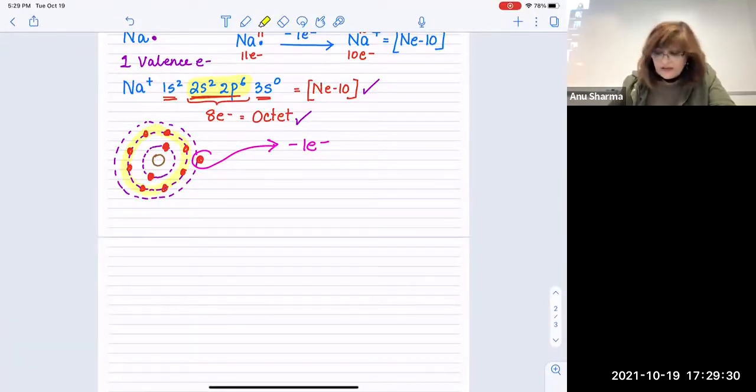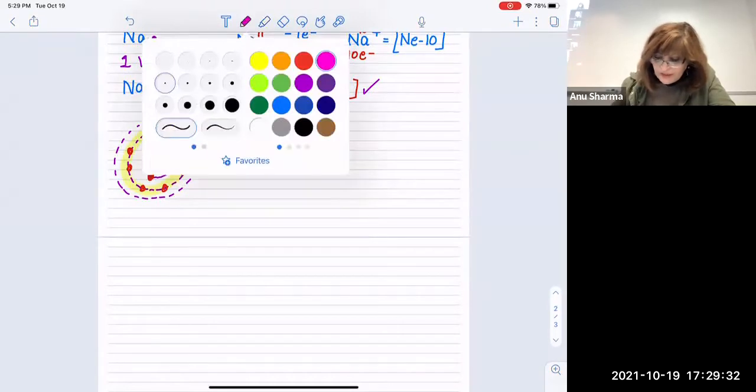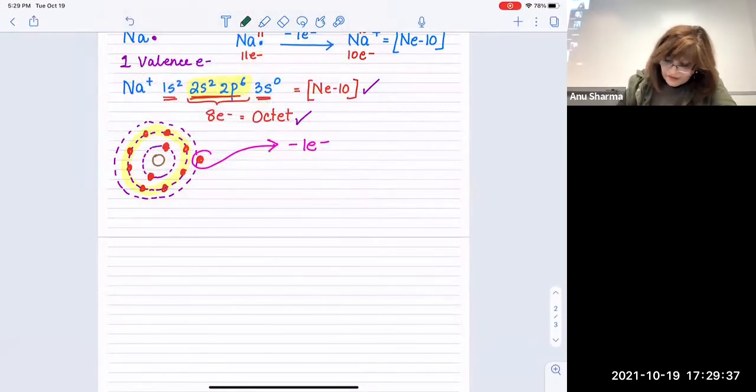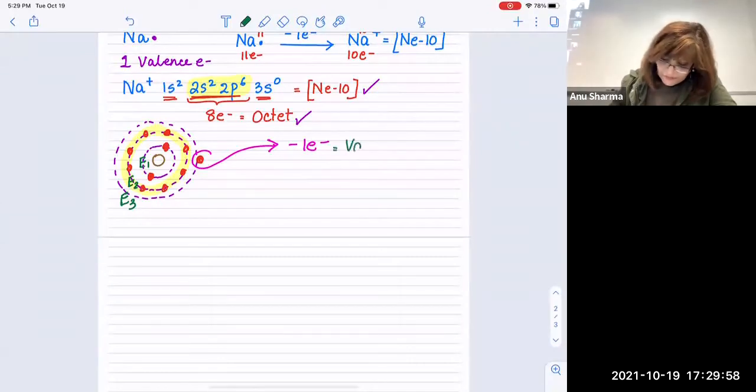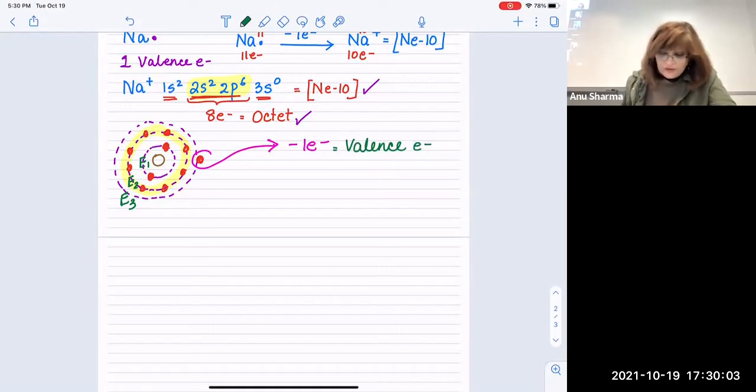Then the second energy level becomes the last shell. So keep this in mind that this is energy level 1, energy level 2, and energy level 3. So then energy level 3 becomes vacant, means no electrons there. And the last shell is the energy level 2 in the case of sodium. Okay, then in that case, when that one electron leaves, so this is the valence electron, 1 electron. Okay, now that is the electronic configuration of sodium ion.